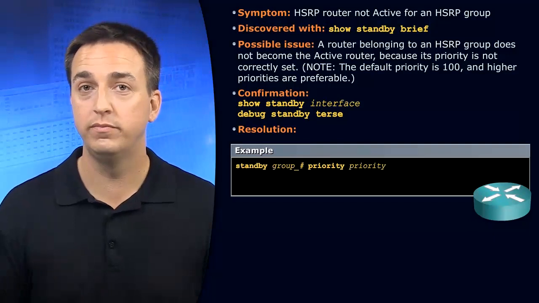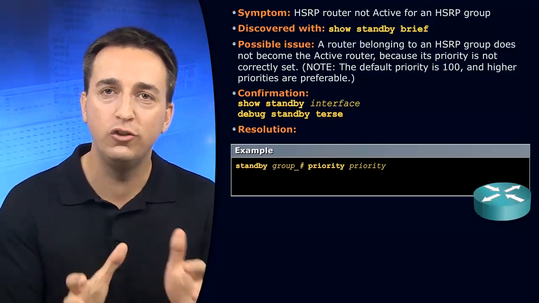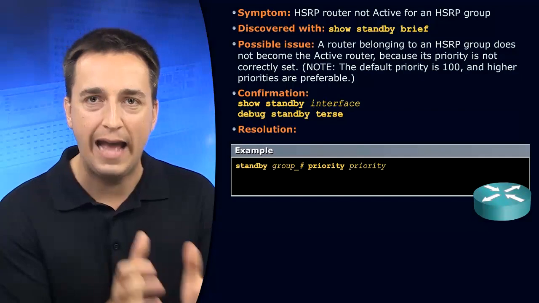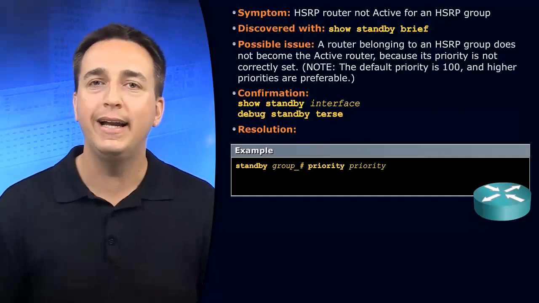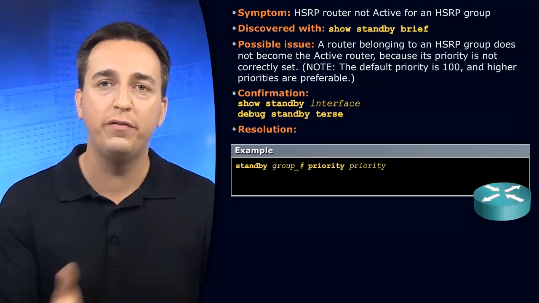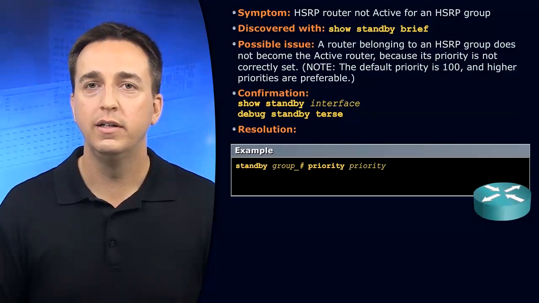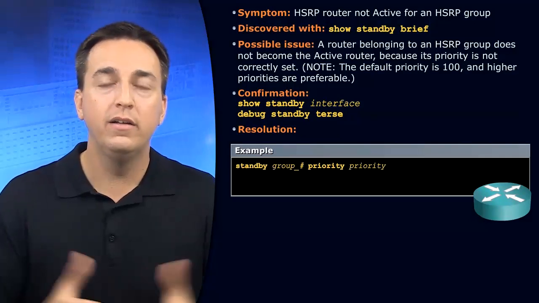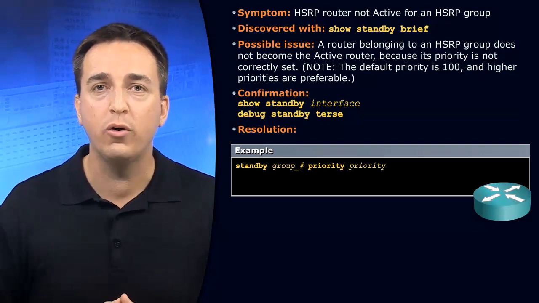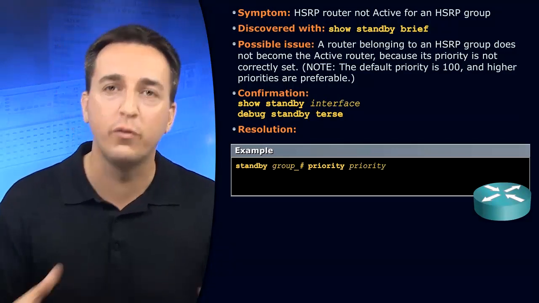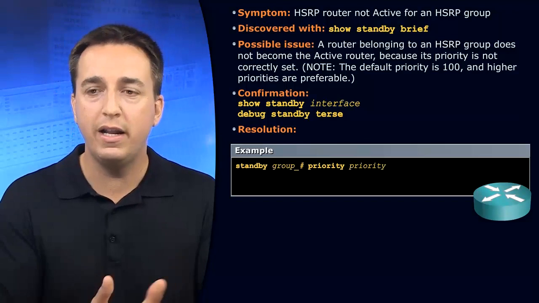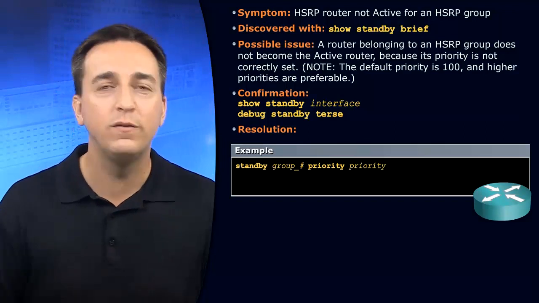However, if we want to control HSRP and the active forwarder, then we can identify a higher priority on the device we want to be that active forwarder. And if we make a mistake on the priority or we configure the wrong priority on the wrong device, then we could end up with the wrong device being the active forwarder as well.